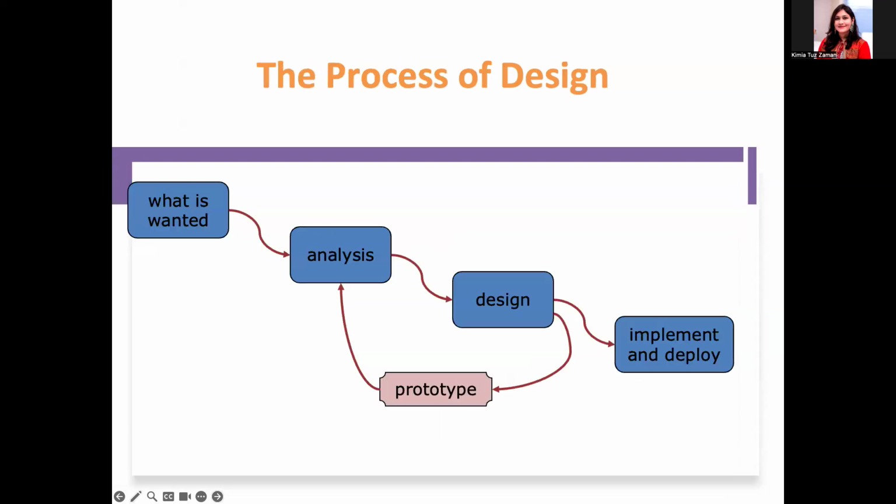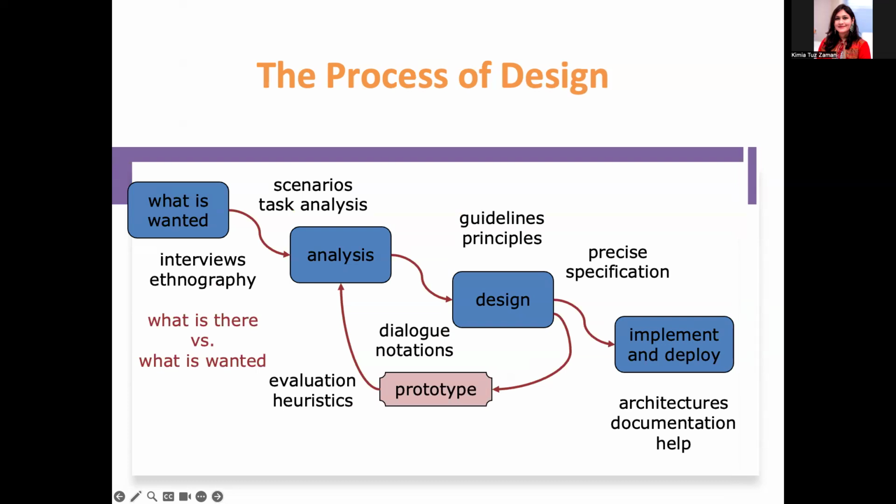The process looks simple: need, analyze, design, prototype, and then implement. But in reality, it's very messy and iterative. You loop back, test again, and refine, and the process goes on.